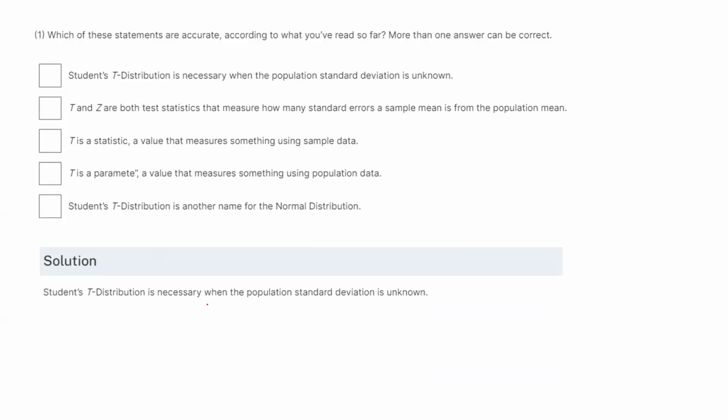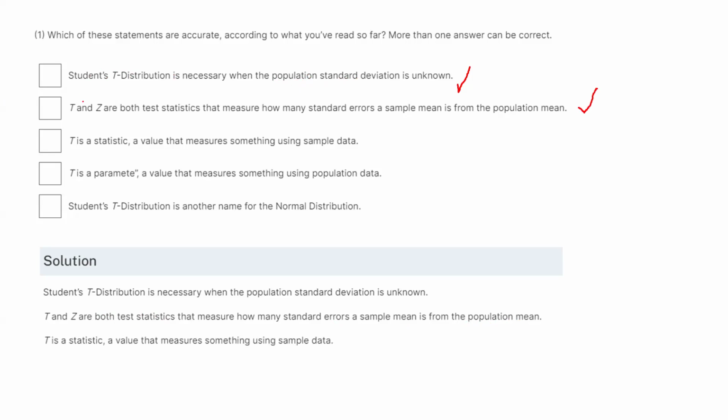Students' t distribution is important when the population standard deviation is missing. When it's missing, you only have sample standard deviation, not population. So when population standard deviation is missing, you're going to use t distribution. T and Z are both test statistics that measure how many standard errors a sample mean is from the population mean. So the second statement is also true.